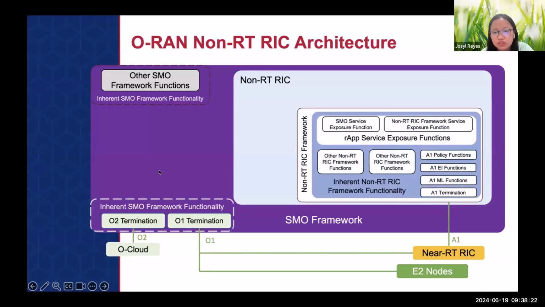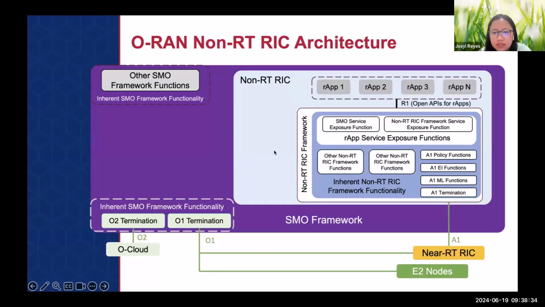Like for example, in the non-real-time RIC framework, it now contains the different functions, maybe functions for policies, for learning, ganyan. And then we also have here the rApps. So these rApps are those, no, that add microservices towards the RAN and usually handle tasks with greater than 1 second latency.